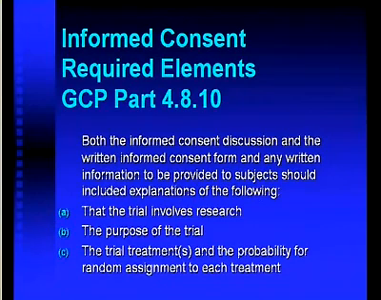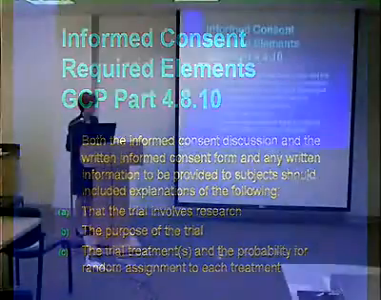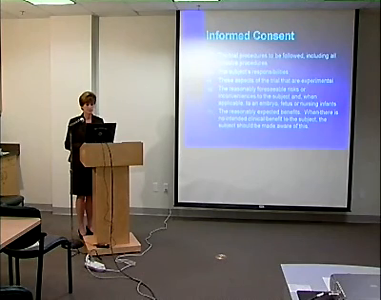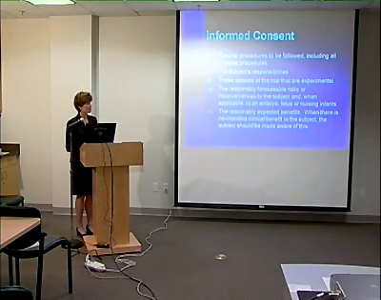Moving on with some of the required elements. Both the informed consent discussion and the written informed consent form and any written information to be provided to the subjects should include explanations of the following: that the trial involves research. You must let the subject know that they're participating in research. The purpose of the trial, the trial treatment, and the probability of random assignment to each treatment arm. The trial procedures to be followed, including all invasive procedures.